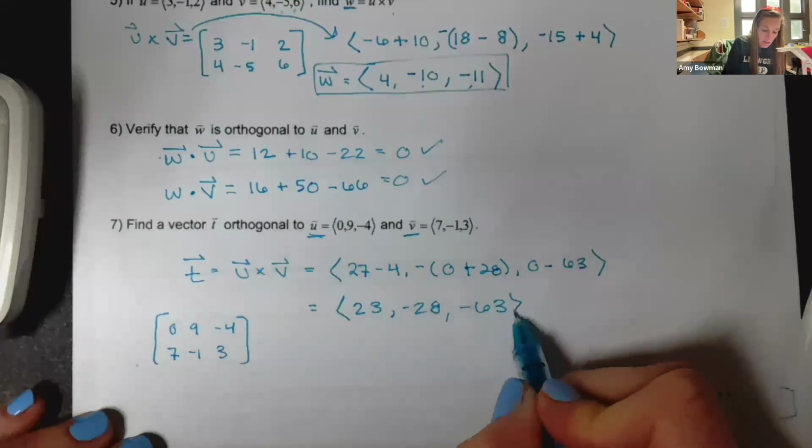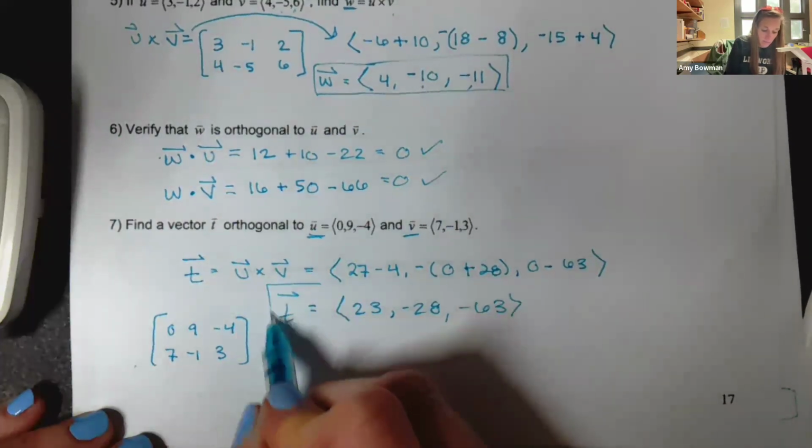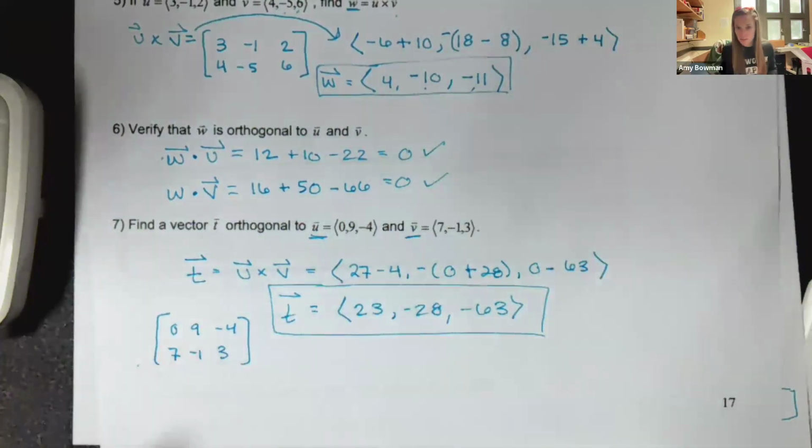So this is vector t. And that's cross product. That's it. So this is where our chapter ends. And with the rest of class, you should be able to finish your 11.1, 11.2 worksheet.